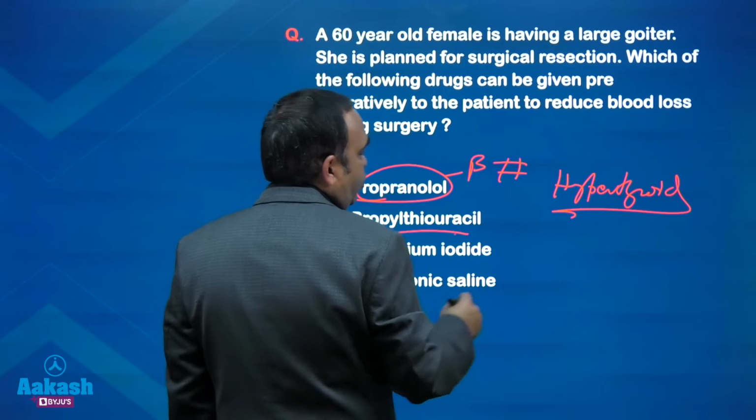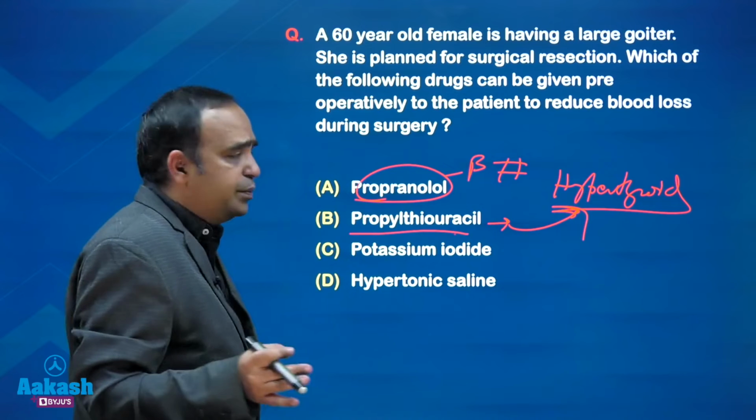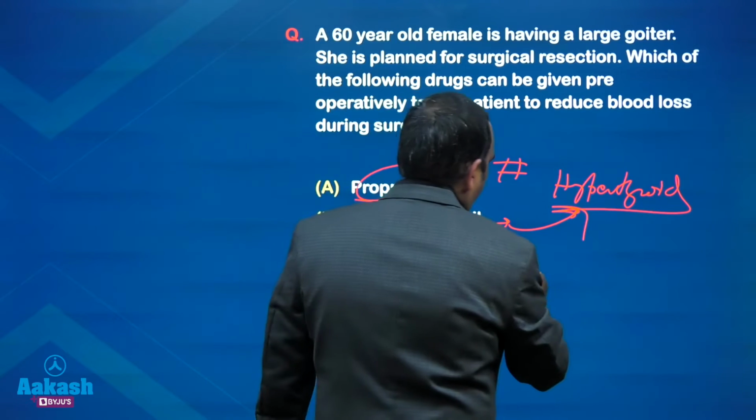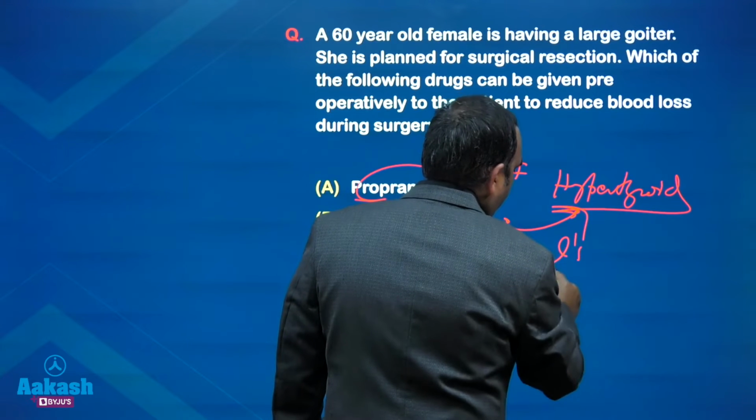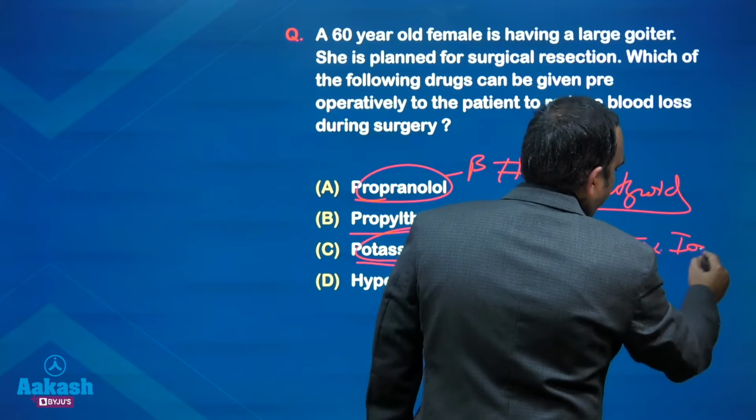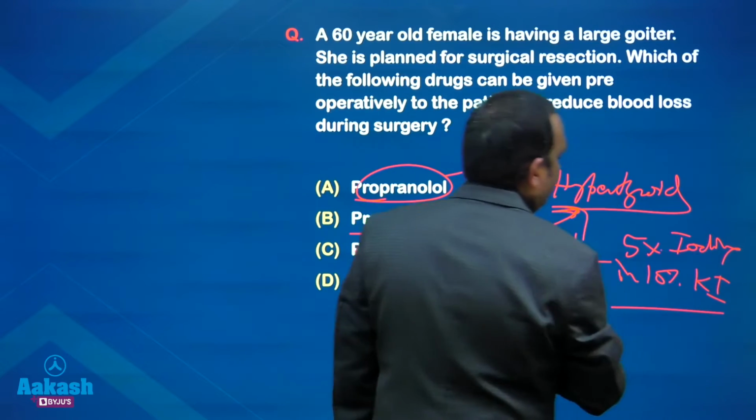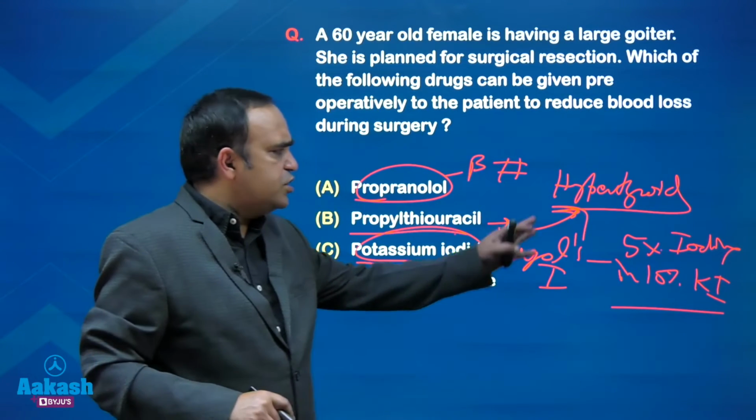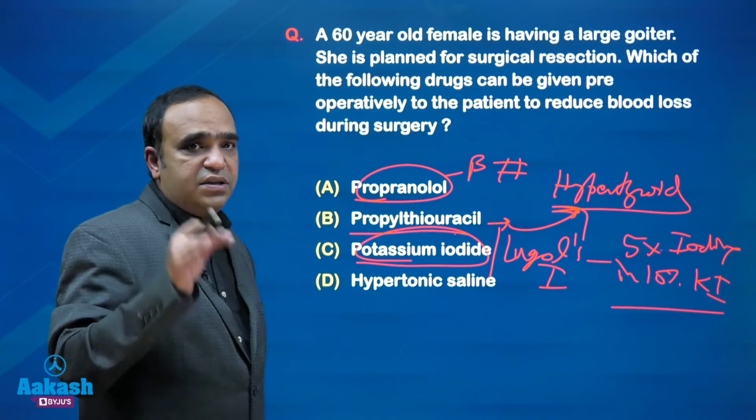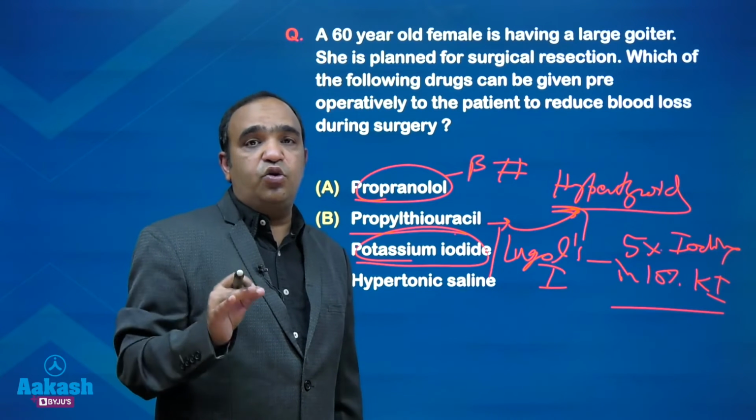Okay, propylthiouracil is an anti-thyroid drug. This is again useful for the hyperthyroid situations. Potassium iodide, or more popularly known as Lugol's iodine, that's a solution of 5% iodine made in 10% potassium iodide solution. So that's the common Lugol's iodine. Now Lugol's iodine or iodide, again it helps in suppressing the thyroid functions, but it additionally also helps in controlling the vascularity.